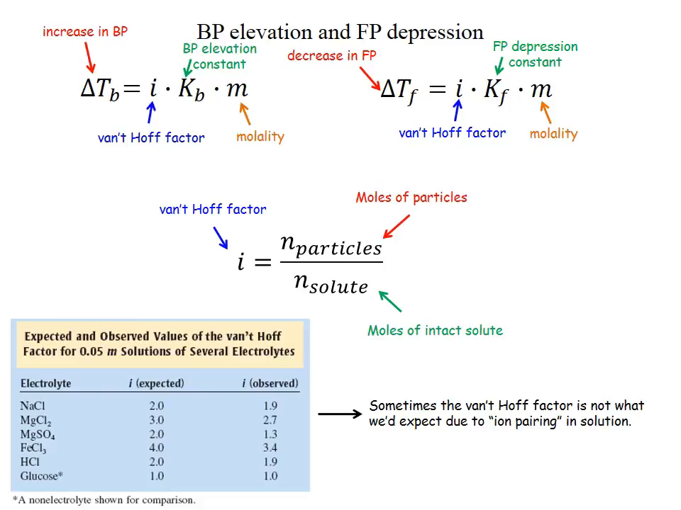Okay, so the take-home message from the Van Hoff factor is that sometimes the Van Hoff factor is not what we would expect due to ion pairing in solution. That's the I observed. But the I expected, those are the things that we're going to use in our calculations, and you will need to just know what I is based on the formula of the electrolyte. So for example, if I give you a sodium chloride solution that I is 2, and if I give you magnesium chloride, you'll need to know that I is 3. So you should practice those, make sure that you know what integer you'd use for those calculations.